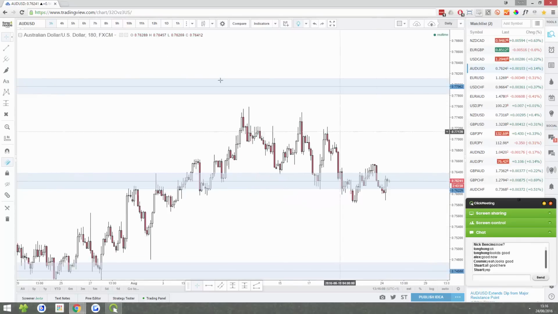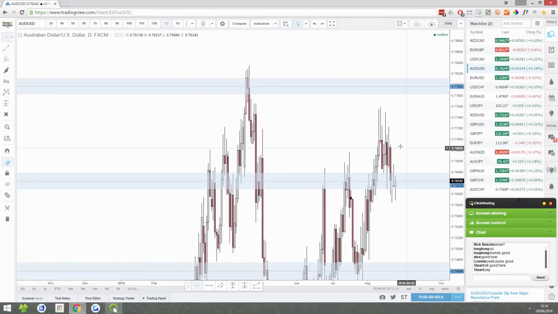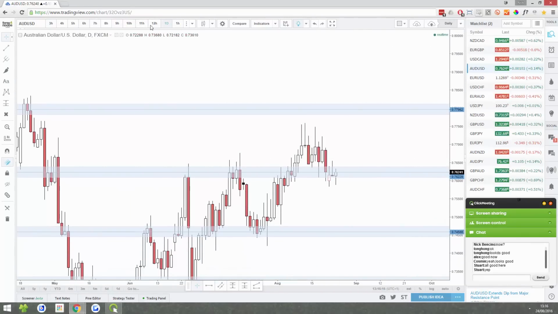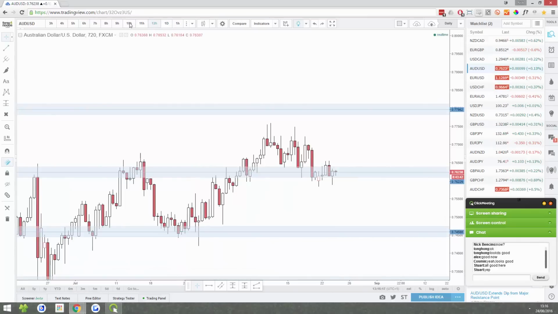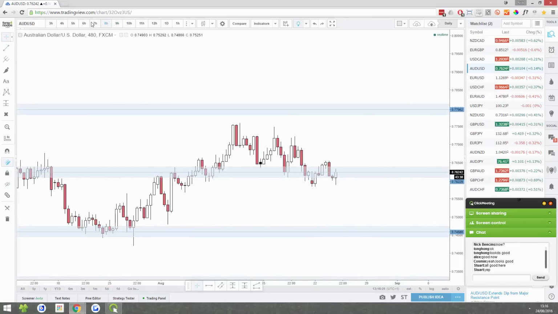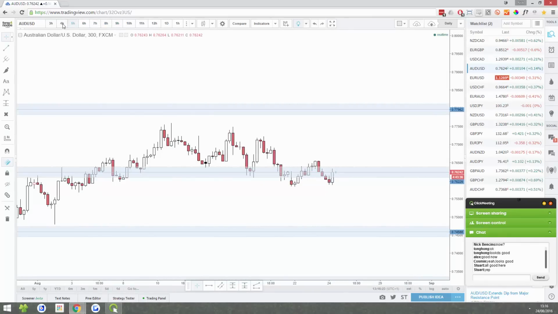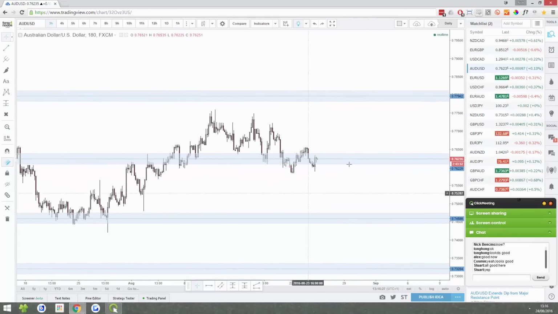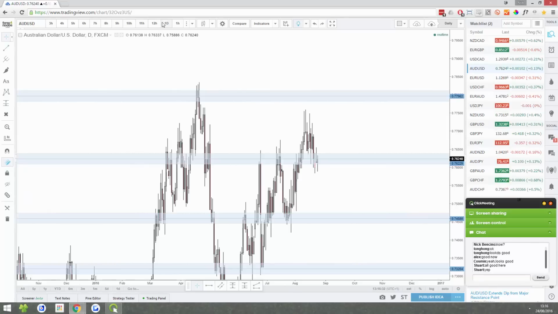AUD USD. It's just stuck on the support area, isn't it? It's been stuck on the support area for some time, so no real potential here for a setup. I mean, not for a reversal setup anyway, but it does look like it's preparing to break out.